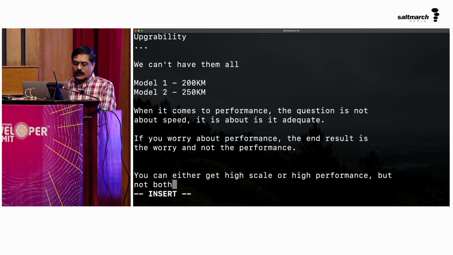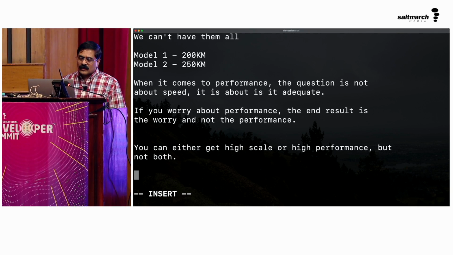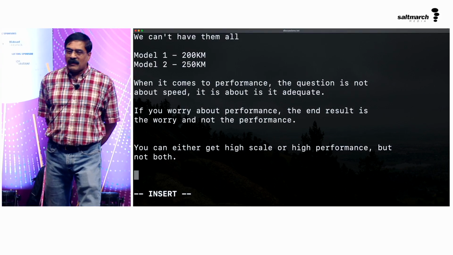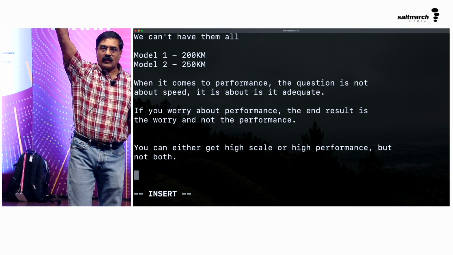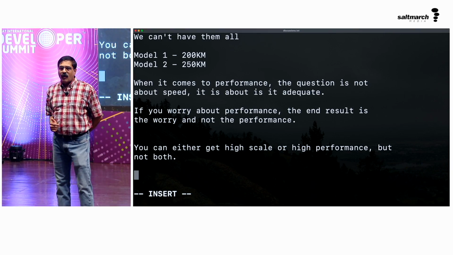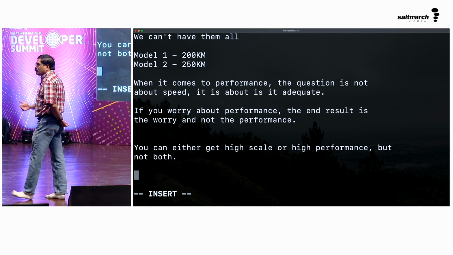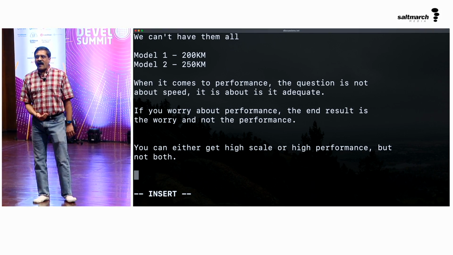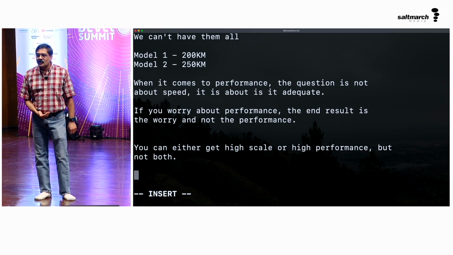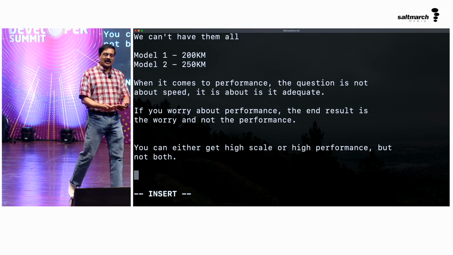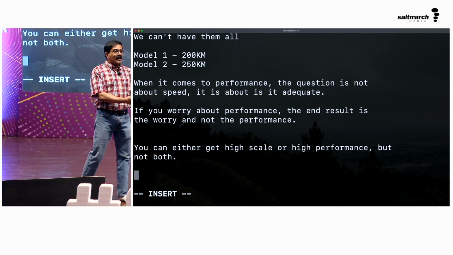but not both. Now, I keep saying this, and a few weeks ago I said this, and there was a gentleman in my session, and he raised his hand. I said, yeah, and he said, that's not true. We do both. Our application has high performance and high scale. And I said, whoa, and how much do you spend on it? He said, a lot. So that is the key, right? So if you want a reasonable cost, you cannot achieve both scale and performance.